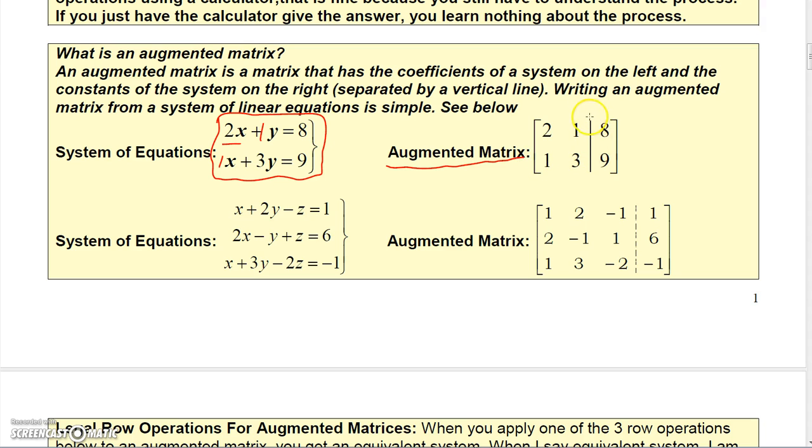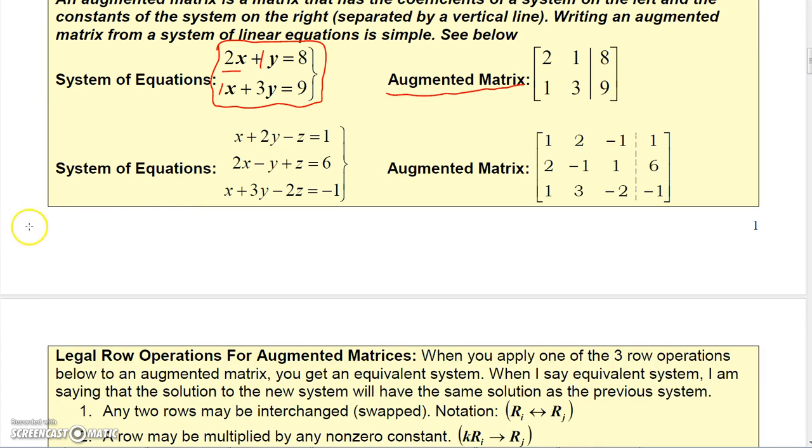So on the left of this vertical line you're going to have the coefficients of your x and y values, and then on the right you're just going to have the constants. So it's pretty easy once you have a system that's written in this form, and of course make sure it's written in this form with all the variables on the left and the constants on the right.